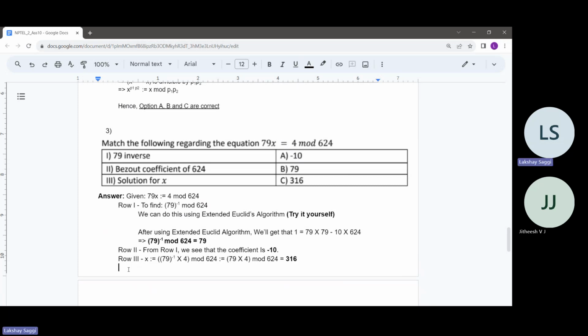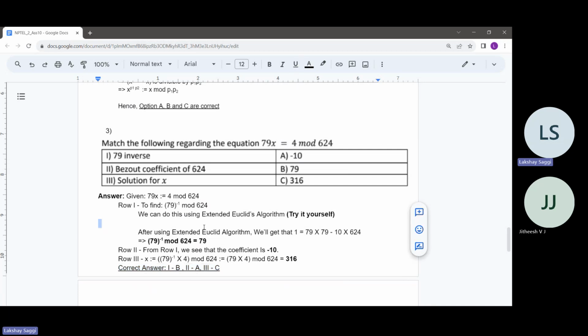Okay, so the correct answer is, maybe I'll just write it down. Row 1 is matched to 79, which is B. Similarly, 2 is matched to A, which is minus 10, and 3 is matched to C, which is 360. So this is the correct answer.